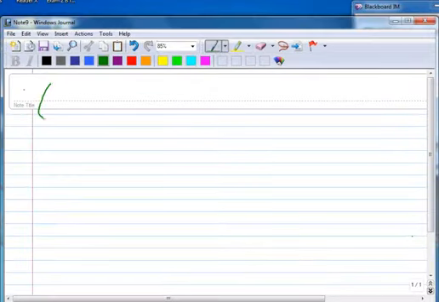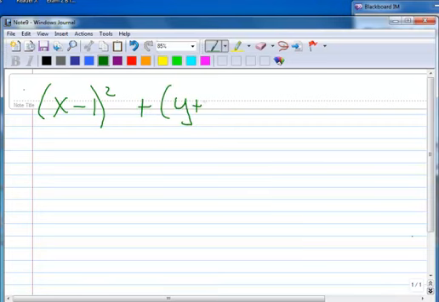Okay, let's start with this equation: (x minus 1) quantity squared plus (y plus 2) quantity squared equals 3. What we want to do is convert this from standard form to general form. So let's first start by expanding these two binomials.